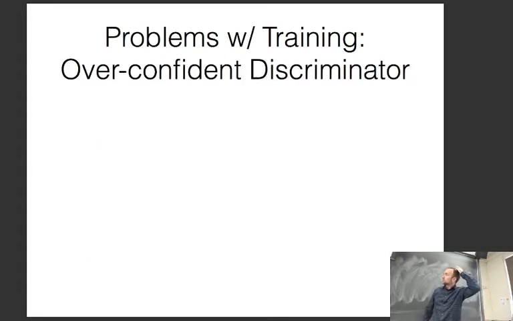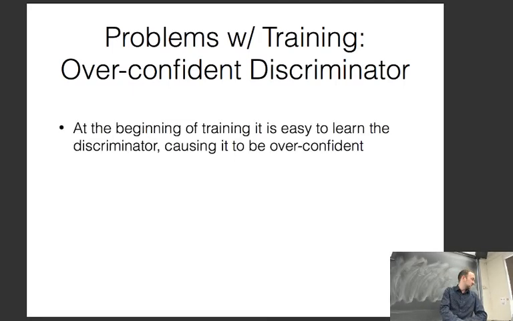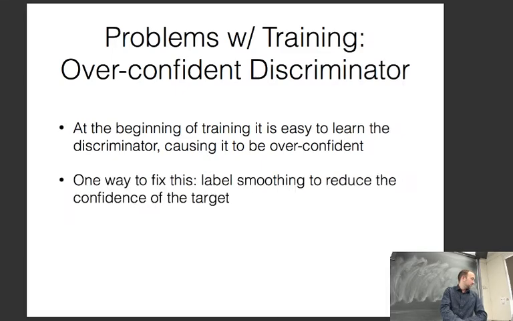And then there are also other methods for this as well. Another problem for training is overconfident discriminators. At the beginning of training, it's often very, very easy to tell the difference between generated and real examples. So one way to fix this is label smoothing. I think I talked about label smoothing here before. I don't remember. Did I do that? No? Maybe not. Okay.